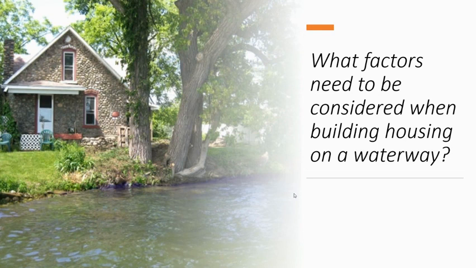Let's say you want to build a house really close to a stream. It looks very bucolic and pleasant, but what are some of the issues here? Where are you going to get your drinking water from? What could happen to the stream that would affect your house or your ability to live in that house?